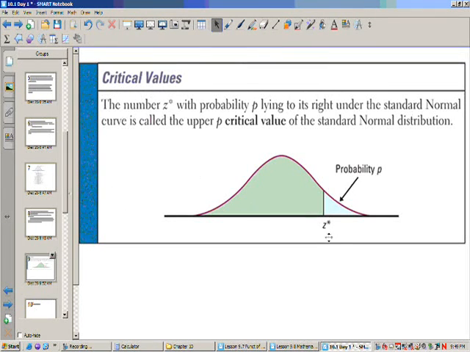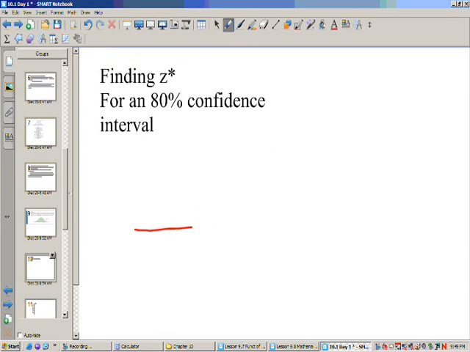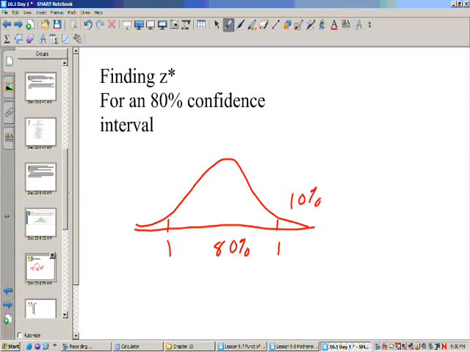Now we need to figure out this thing called Z star. Z star is the Z value where we know the probability of everything underneath it. So for an 80% confidence interval, let's assume that 80% is in the middle. So if this is 80% of our data, then there will be a 10% over here and 10% over here.